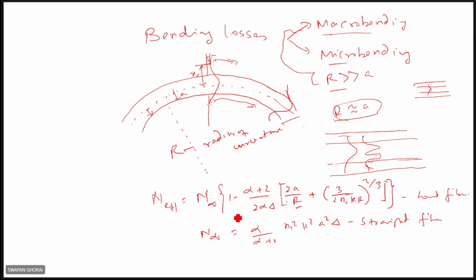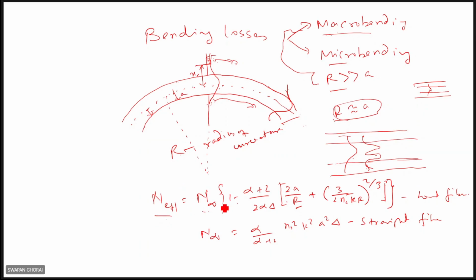It is mentioned here. These relations are developed from the geometry. I will not go into the derivation of these, but from the geometry, these relations can be obtained. Effective number of modes in a GI fiber is N_infinity into 1 minus (alpha plus 2 by 2 alpha) delta (2a by R plus 3 by 2 into kR) whole to the power 2/3. This is the relation for the number of modes in a bent fiber.